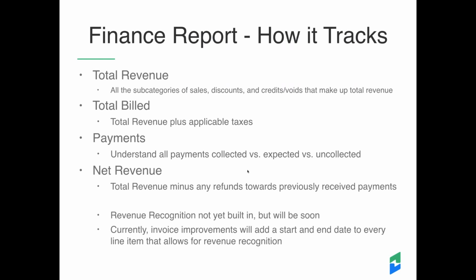So let's look at how this finance report tracks, how it works. It's looking at, first, total revenue, which is comprised of all the subcategories of your sales, your discounts, your credits, voids that make up your total revenue. It looks at total billed, which is simply the total revenue plus any applicable taxes. It's looking at payments, which is understanding the difference between payments that are collected, expected, or uncollected. And it's looking at net revenue, which is your total revenue minus any refunds that have been applied towards previously received payments.